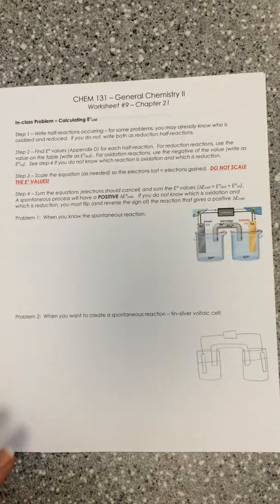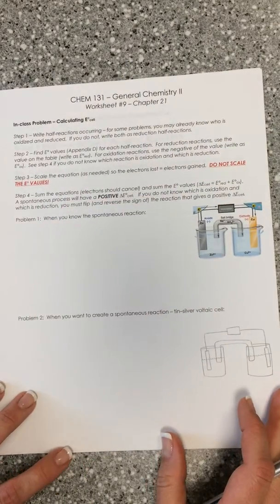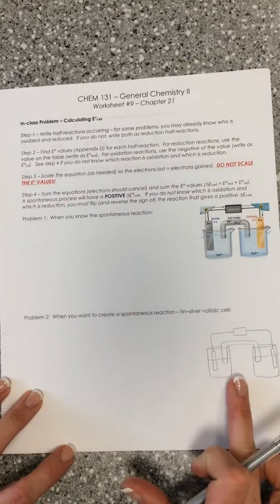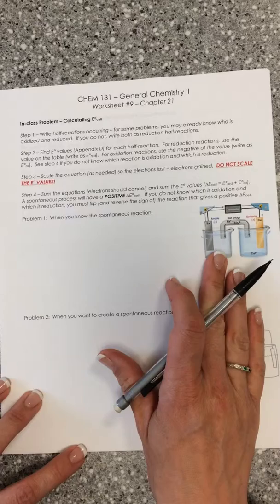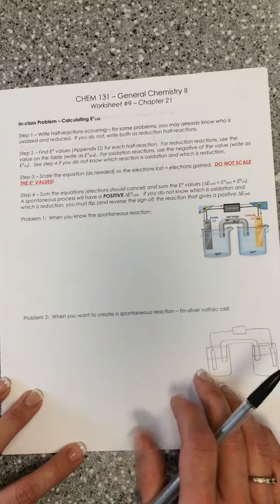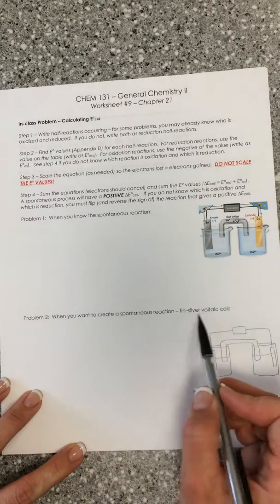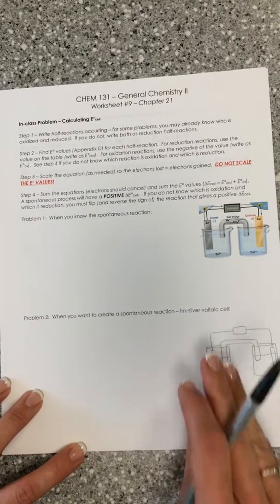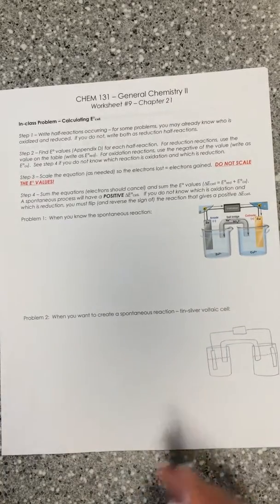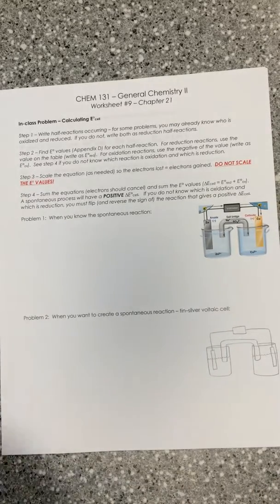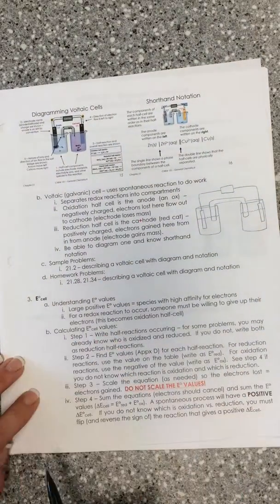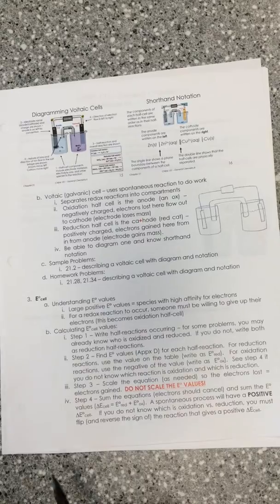So we're going to start with an in-class problem that goes through with a little more detail how to calculate Ecell. We're going to have two examples. The first one has to do with when you actually know who the anode and cathode components are. The second one is, hey, draw me a spontaneous tin-silver voltaic cell. So we have to do a little thinking about who's going to be in the anode compartment and who will be in the cathode compartment. So again, that's what we have to think about with calculating Ecell.